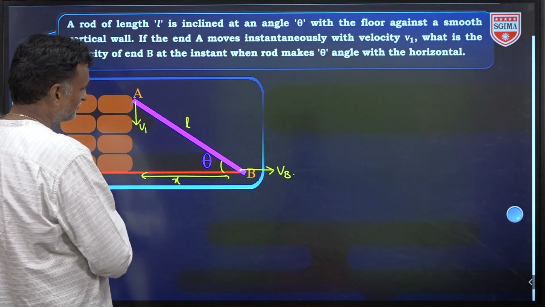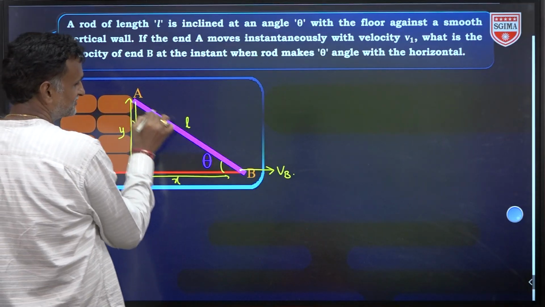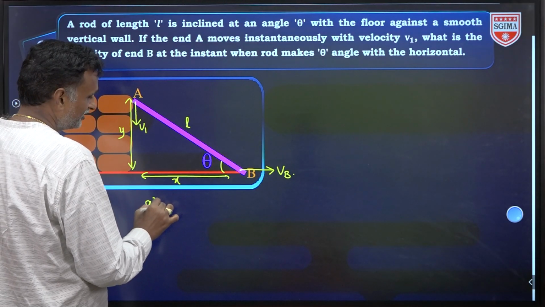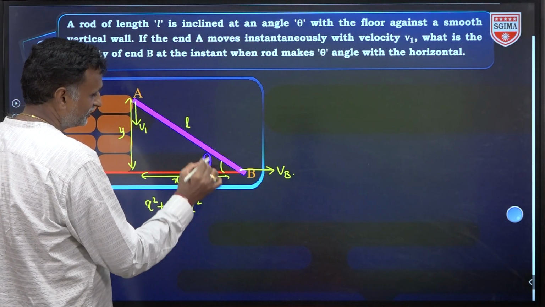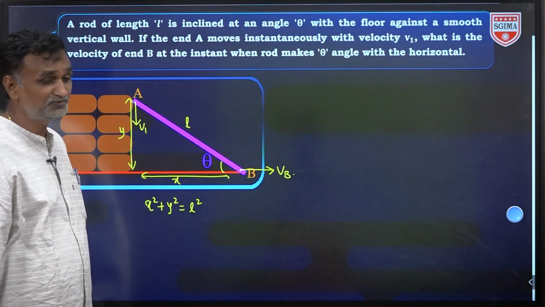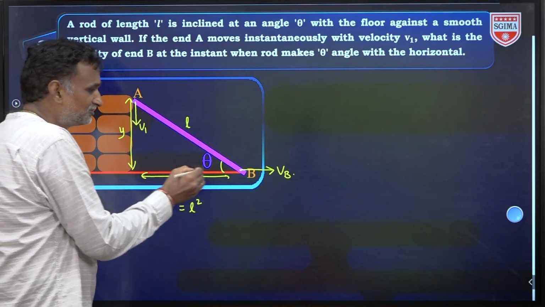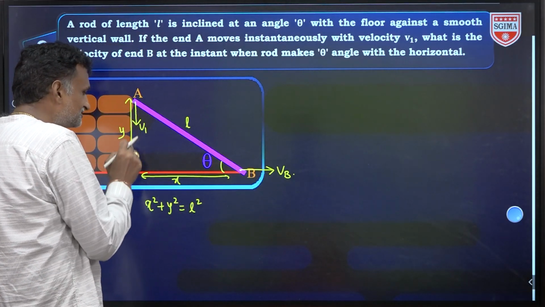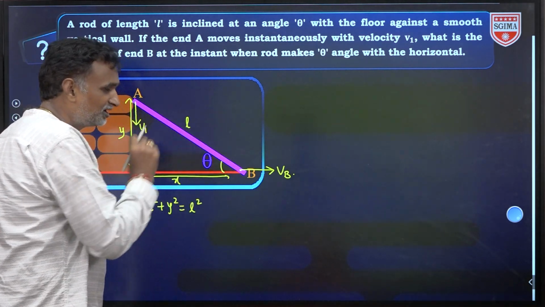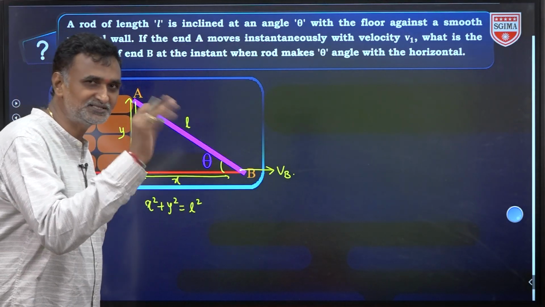Let us suppose it is at an x displacement from the wall, and at a height y displacement from the floor, and the rod has length L. So, using the Pythagoras theorem, we can write x square plus y square equals L square. Now I need to differentiate this equation with respect to time, because as time passes, this end moves down and the other end moves forward, so there is a change in y and a change in x. But at any position of this rod, do we find any change in the length? No, the length of the rod must be the same.